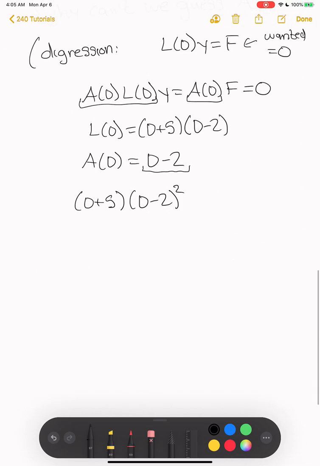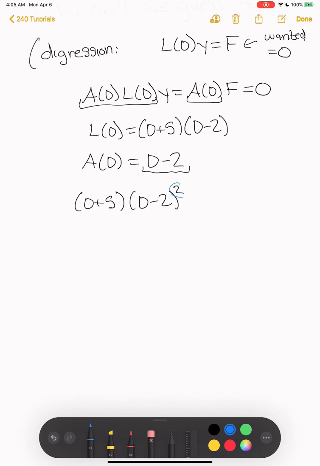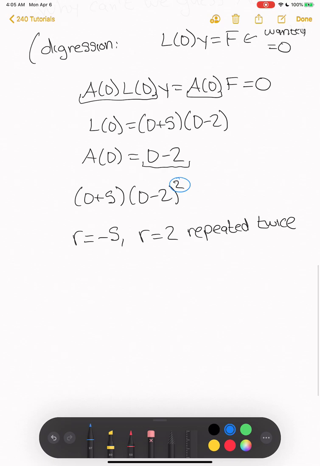And so we saw when we had roots that repeated, so if I factor this out, my roots would be r equals -5, and then r is equal to 2 repeated twice. We saw when we had repeated real roots that our solutions were going to be e to the 2x, and then we needed to, for some reason, add in this x here, x e to the 2x.